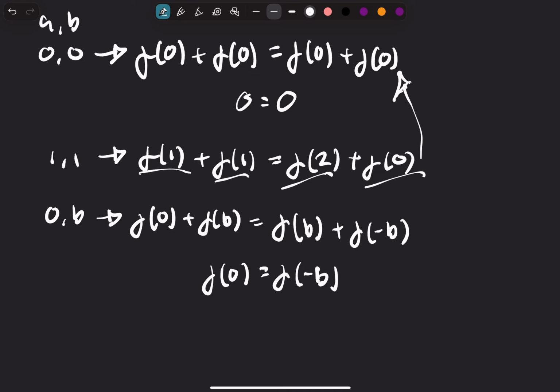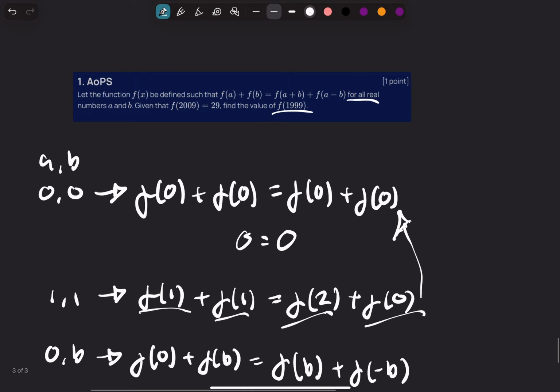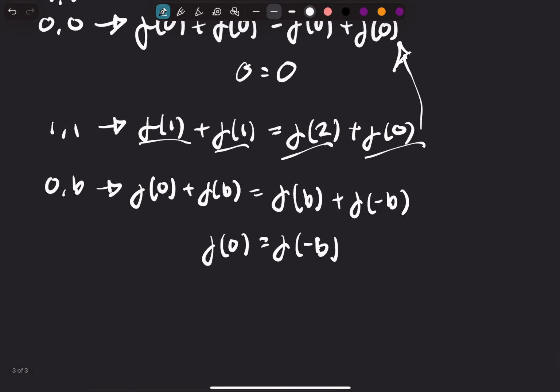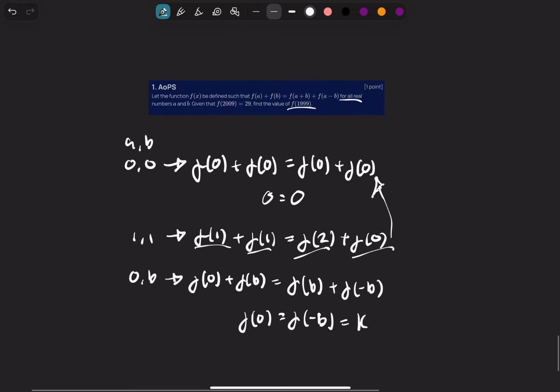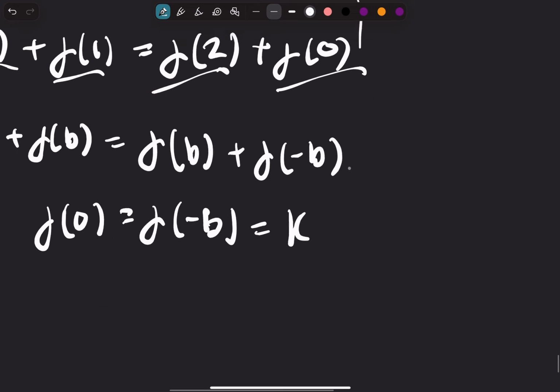So this means that for all real numbers b, so b can be any real number, f of negative b always equals f of 0. And if you've done a few functional equation questions before, you know that means that f is constant. We call that constant k, and since it's given that f of 2009 is 29, we know that that constant is 29.